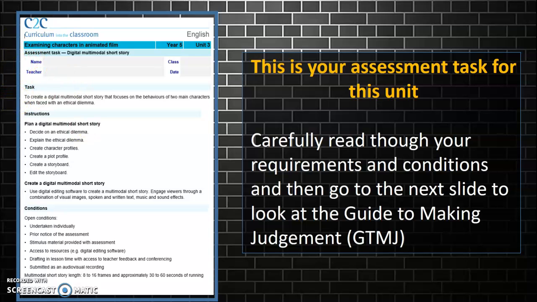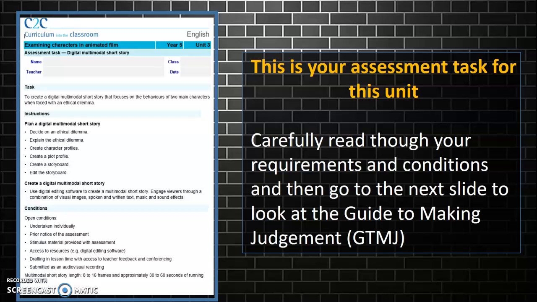Okay, so we're going to have to create a digital multimodal short story that focuses on the behaviors of two main characters when faced with an ethical dilemma. If you look at the instructions, we're going to read down through: plan a digital multimodal short story. So you decide on an ethical dilemma. Then you have to explain what an ethical dilemma is with the one that you choose.